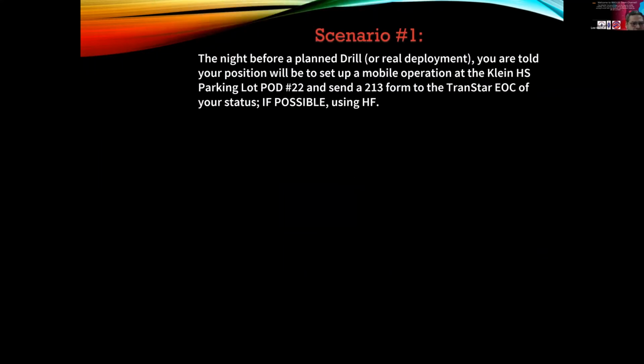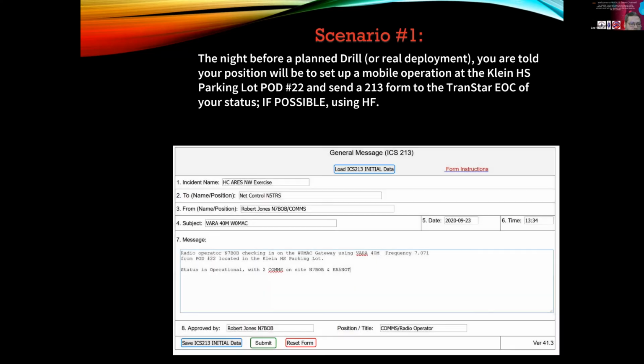Night before planned drill or real deployment, you're told your position is going to be, and those of you that are not in this area won't have any idea where I'm talking about, but apply it to you. Klein High School parking lot, you're going to be assigned to pod number 22. And as soon as you set up, send a 213 to the TransStar Emergency Ops Center of your status, if possible, using HF. So you get out your trusty Winlink, fire it up, get your radio running, you open up a 213.